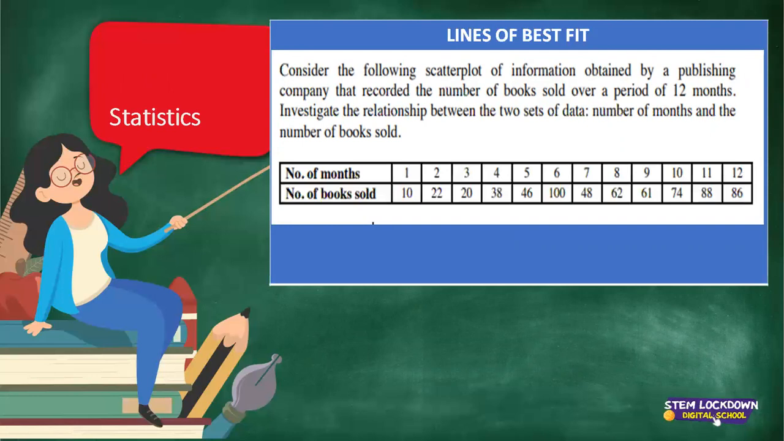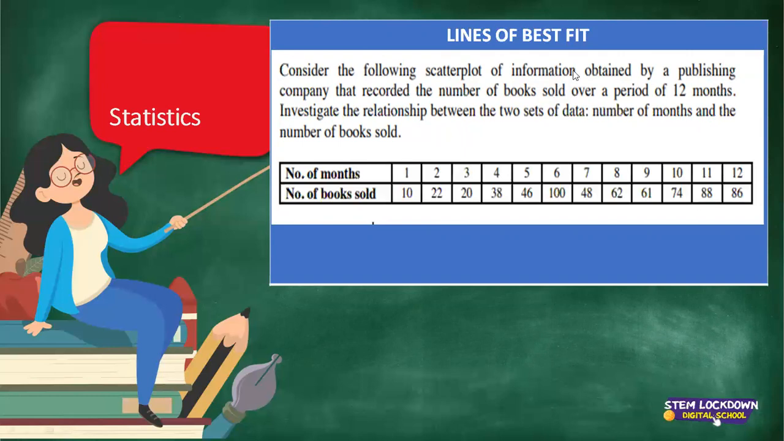Consider the following scatter plot of information obtained by a publishing company that recorded the number of books sold over 12 months. Investigate the relationship between the two sets of data, the number of months and the number of books sold. Is there any relationship between the number of months and the number of books sold? Is there any relationship between those two?